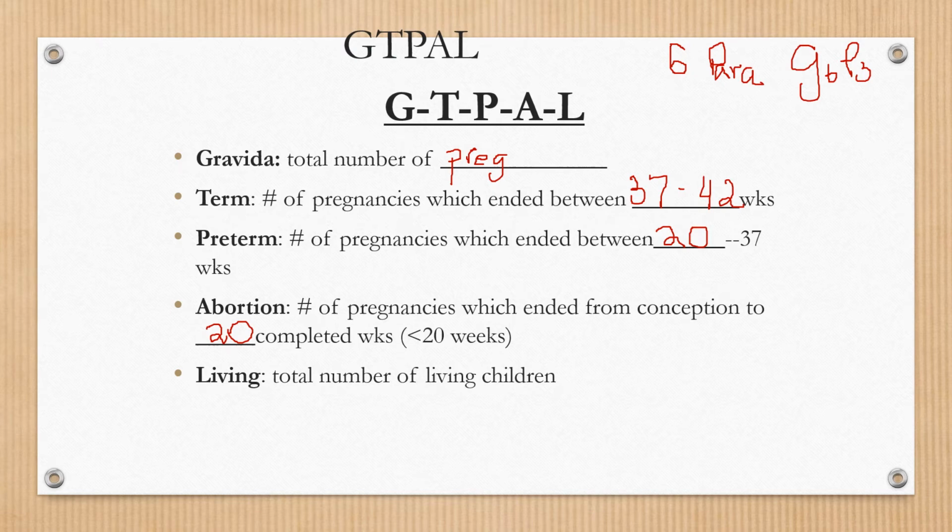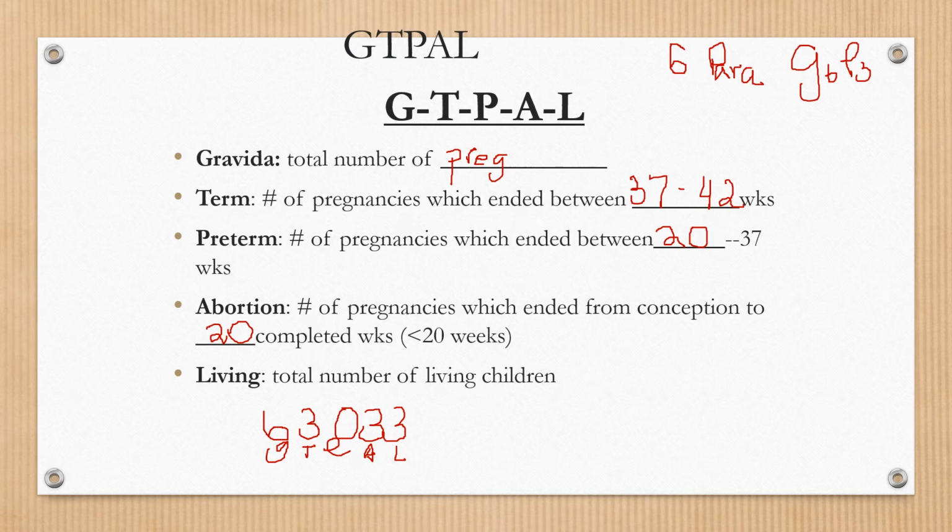You'll frequently see this written like this, just a 6, we'll use our 6-3 person again, 6, 3, 0, 3, 3. When we write it this way, this is standing for gravid, this is term, this is preterm, this is abortions, and this is living. Okay, I know that P doesn't look like a P there, I apologize.